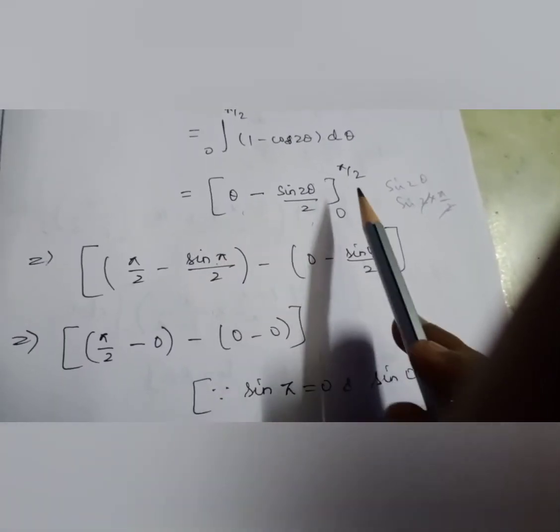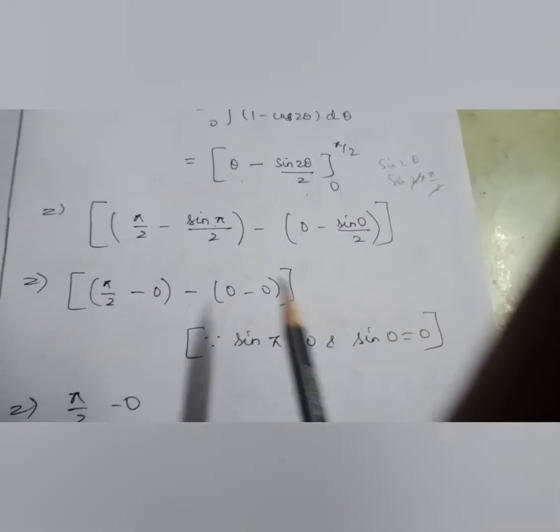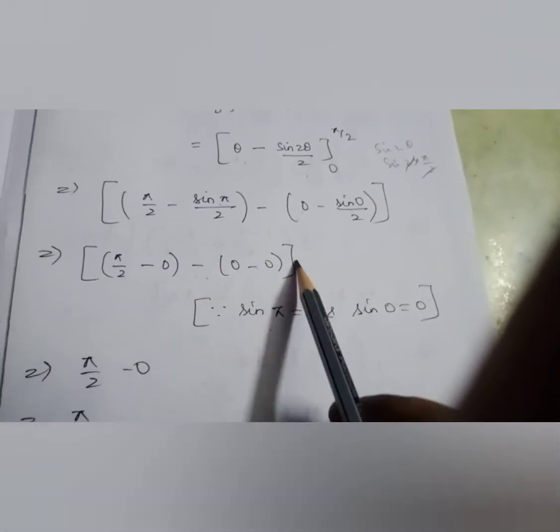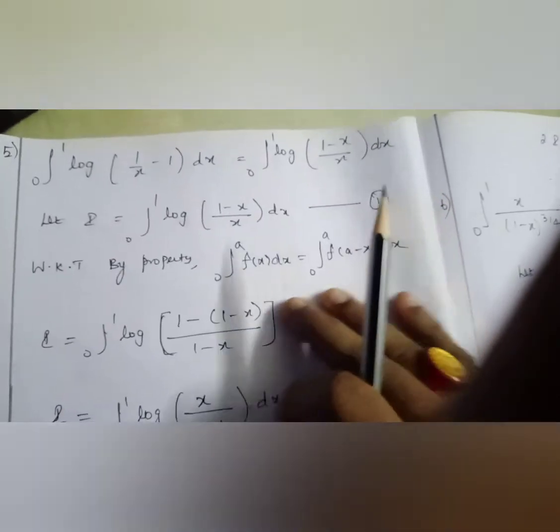Theta, wherever theta is there, I can apply the lower limit as 0. So it is pi by 2 minus, we know that sine pi is also 0 and sine 0 is also 0. So pi by 2 minus 0, 0 minus 0. So the answer is pi by 2. So this is very important 5 mark sum, children. This one. Okay. And now we'll see the fifth sum.